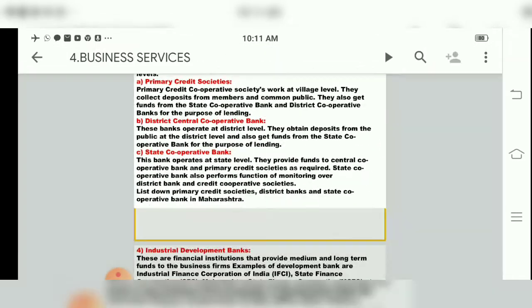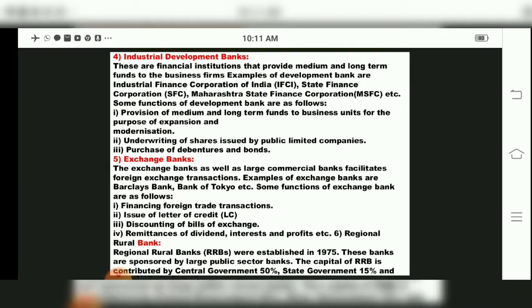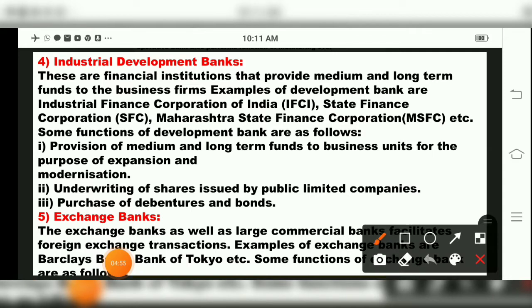Now come to our next point in this chapter. Now the fourth one, industrial development banks. Now the fourth type of bank, children, we are studying, that is what? Industrial development banks. Now what are these banks doing? These are financial institutions that provide medium and long term funds to the business firms. So examples of these banks are Industrial Finance Corporation of India, IFCI, State Financial Corporation, Maharashtra State Finance Corporation, etc.